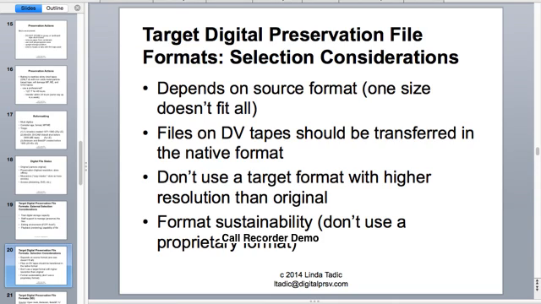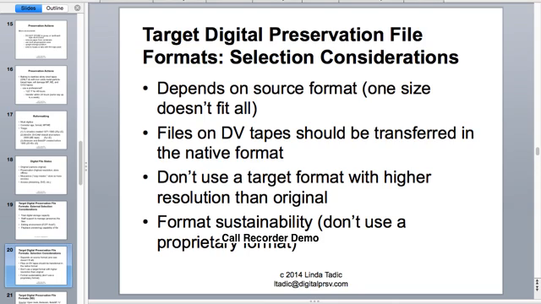Files on DV tape should be transferred in a native format, whatever it is. So you're not going to go from a mini DV tape to uncompressed. That's overkill. You don't need to do that. You shouldn't do that. Don't use a target format with higher resolution than the original. Again, it goes back to a VHS tape to 10-bit uncompressed. The VHS tape wouldn't support 10-bit color anyway.